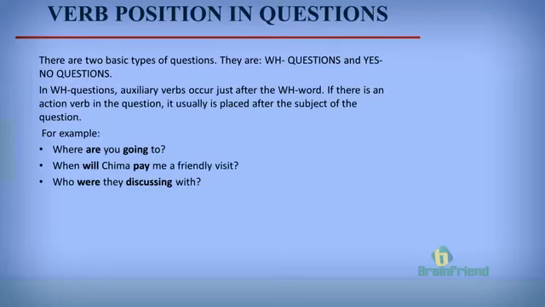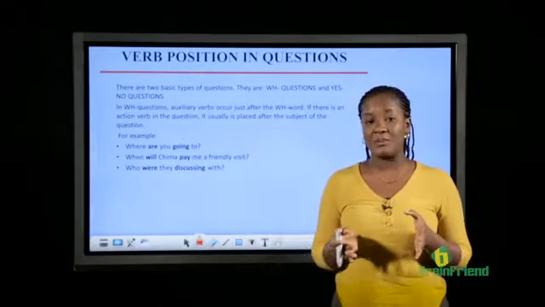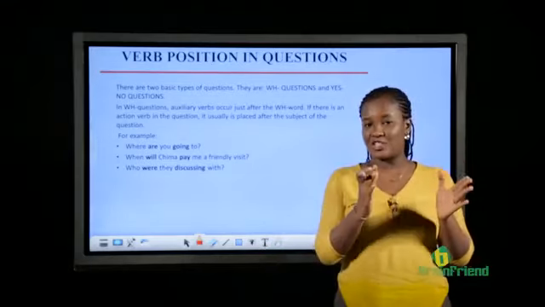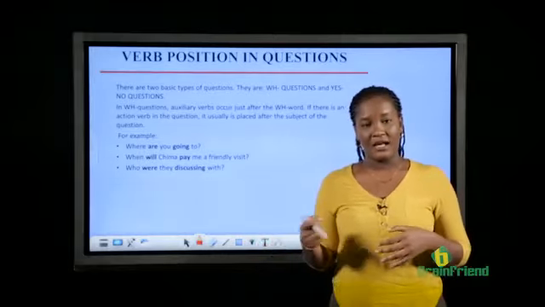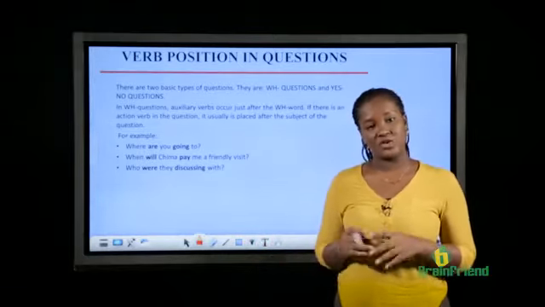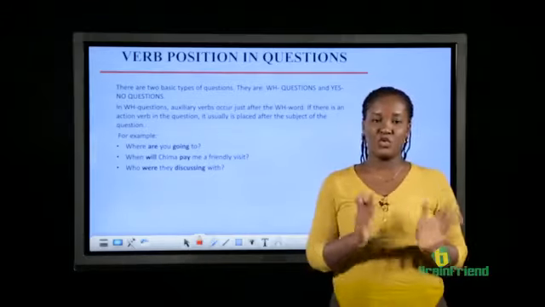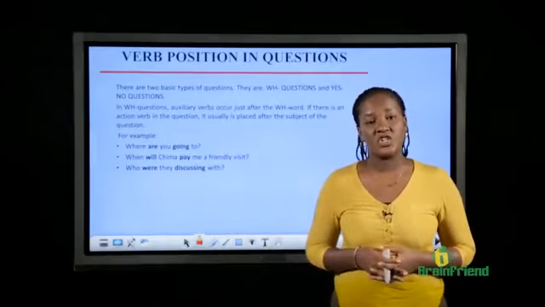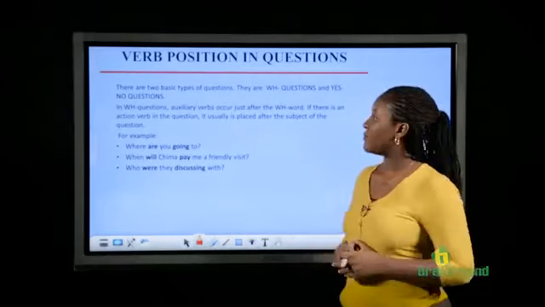Now let's take a look at how verbs occur, or the position of verbs in questions. In English grammar, there are two kinds of questions. We have the WH questions, that is, questions that begin with words that start with WH, like where, like when, like who, like what. Those are all WH words. And we also have yes-no questions. These are questions that require a yes or no answer.